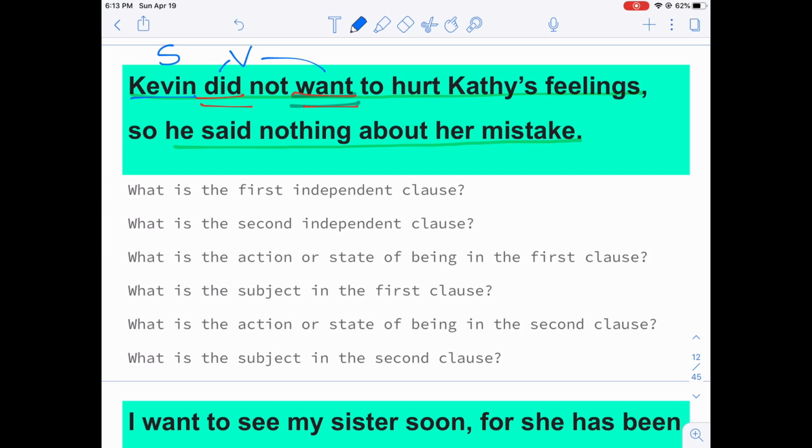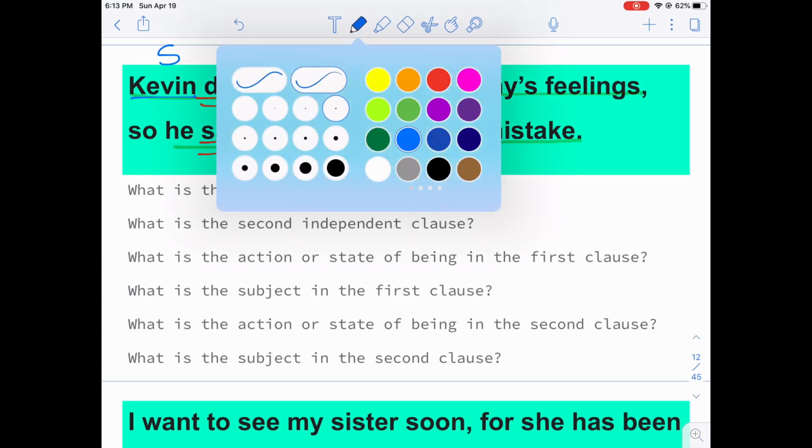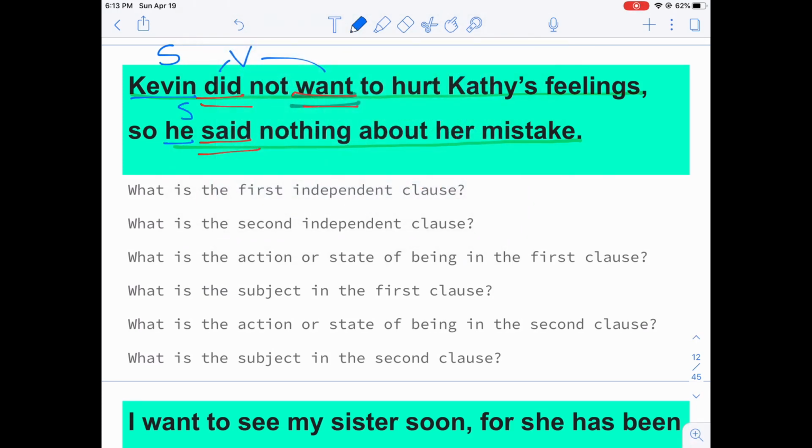He said nothing about her mistake. The verb in that independent clause is said, and the subject is he. SV, SV. Again, I hope you noticed the comma so, which we didn't talk about. We're going to get to that, I promise.